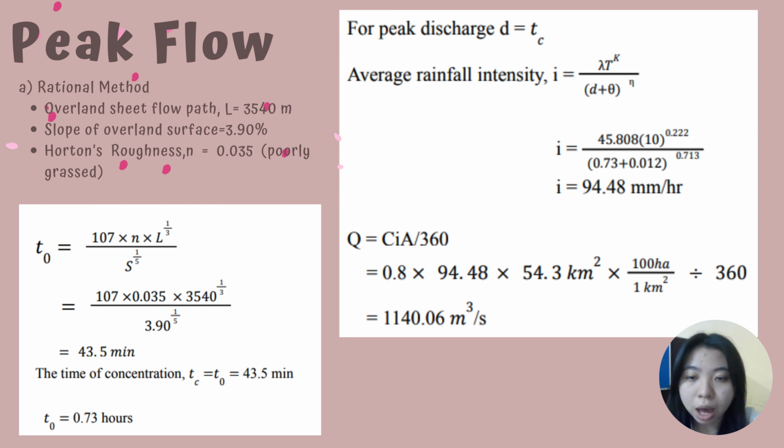Then we change it to hours, which is 0.73 hours. The peak discharge is for duration equal to Tc. The average rainfall intensity I is equal to 94.48 mm per hour. Then we find the discharge by using the formula. We get the value of 1140.06 meter cubed per second.